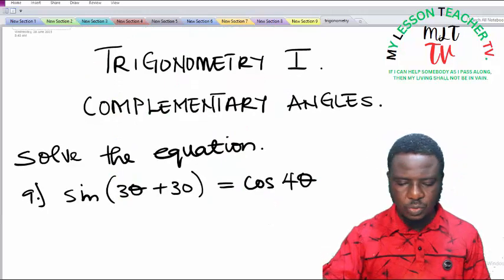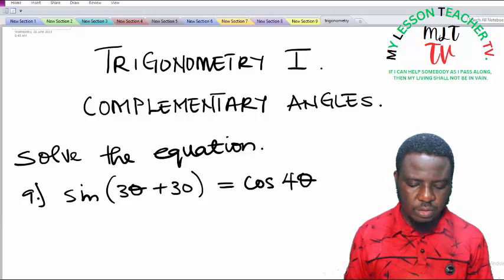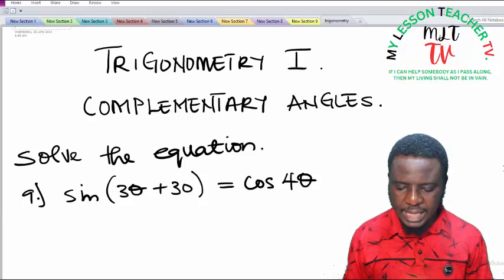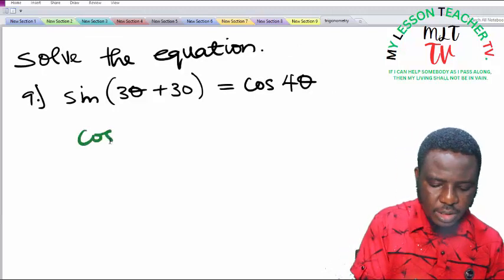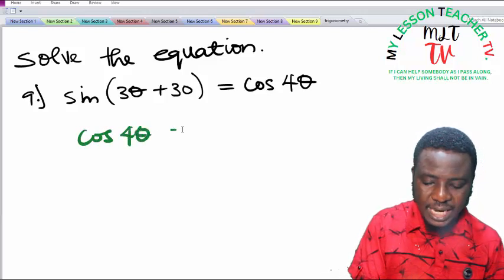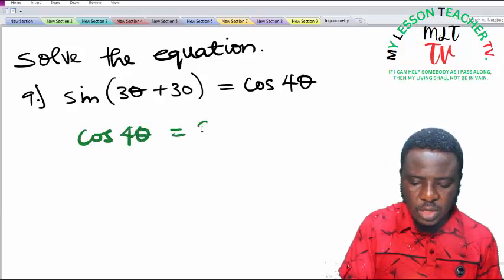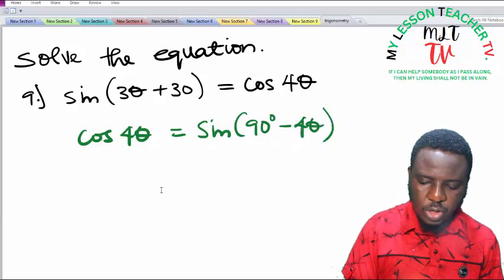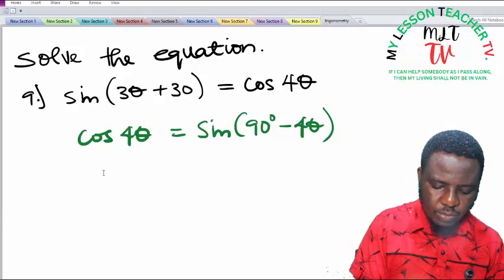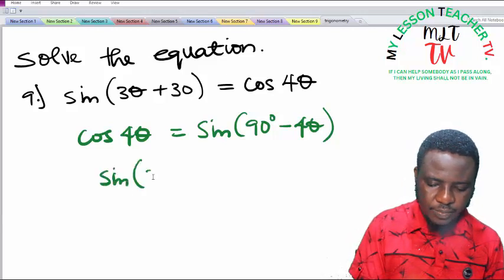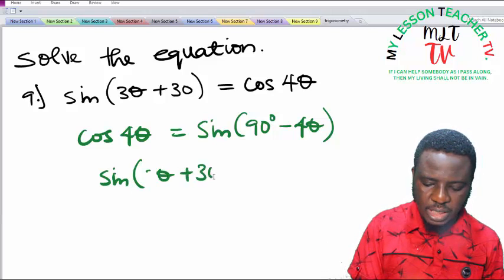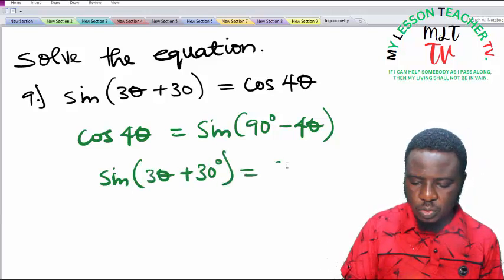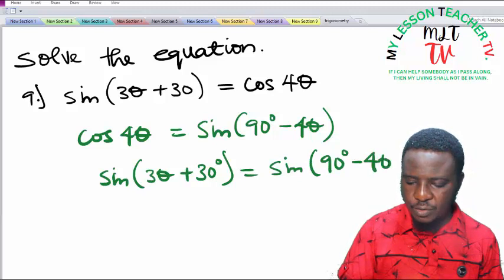The next question, question 9, says we should solve the equation sine 3 theta plus 30 being equal to cos 4 theta. So this can be simplified: cos 4 theta, we said from our complementary angles, is equal to sine 90 degrees minus 4 theta. So equating equation 1 and 2, this becomes sine 3 theta plus 30 degrees is equal to sine 90 degrees minus 4 theta.